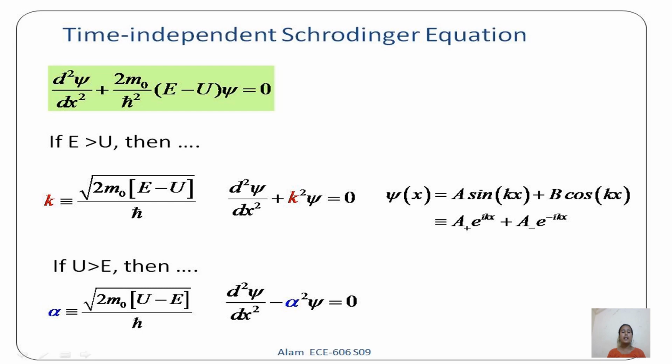If U is greater than E, then α = √(2m₀(U − E))/ħ, and d²ψ/dx² − α²ψ = 0.